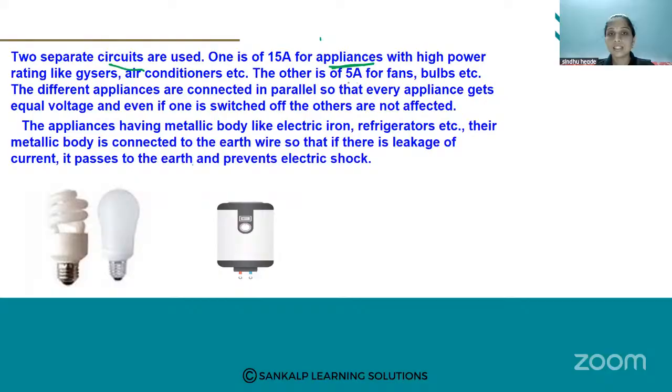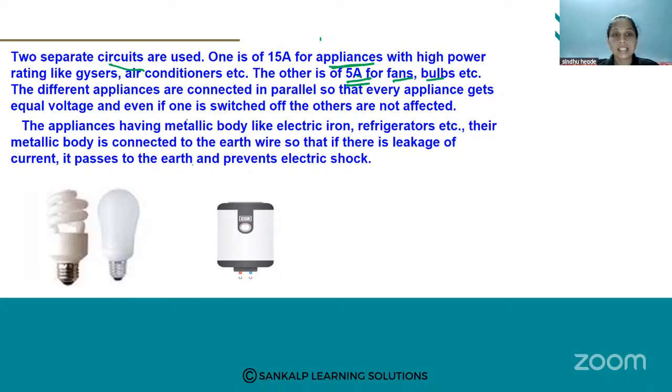ದೆನ್ ಅನದರ್ ಒನ್ ಸರ್ಕ್ಯೂಟ್ ಈಸ್ 5 ಆಂಪಿಯರ್. It is used for appliances which use low currents, for example fans, bulbs, etc. ಇವೆಲ್ಲದಕ್ಕೂ 5 ಆಂಪಿಯರ್ ಅಷ್ಟು ಕರೆಂಟ್ ಫ್ಲೋ ಆಗುತ್ತೆ. ಸೊ ದಿಸ್ ಅಬೌಟ್ ದಿ ಕಾನ್ಸೆಪ್ಟ್.